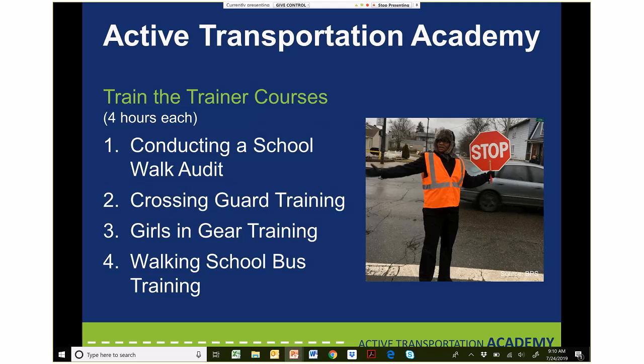Our Train the Trainer courses are listed here, and these are typically hosted or participated in by school districts and school-related volunteers. We do have planners and engineers and local decision makers and other advocates participating as well. These are originally to help build up the Safe Routes to School efforts, and they continue to be widely used.